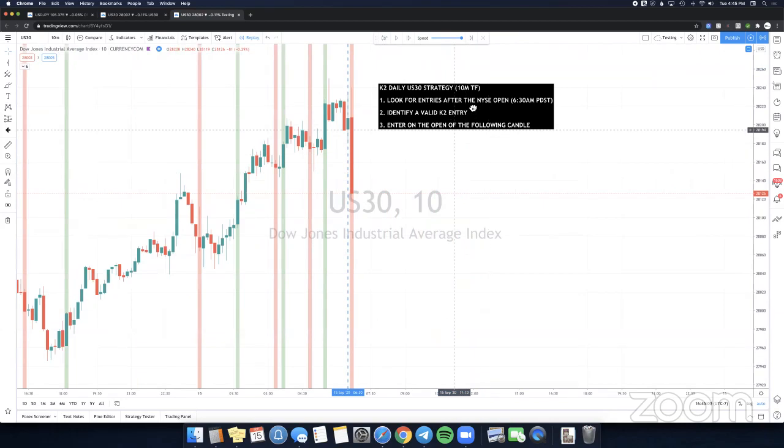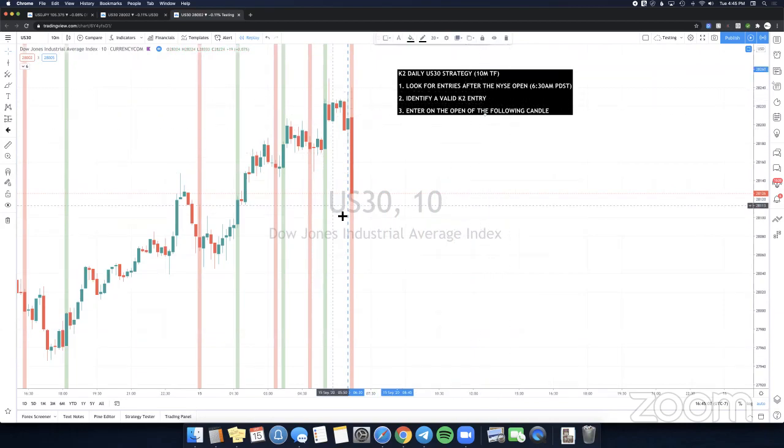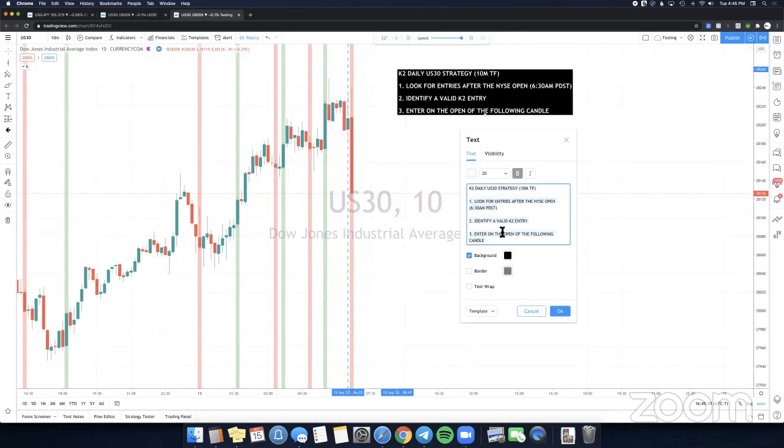Basically, we look for entries after the New York Stock Exchange open, which is 6:30 a.m. right here. Identify the first valid K2 signal. Right here, we have the first valid K2 signal. So after that, we can enter on the open of the following candle. I'll just put another note right here. Stop loss, TP, 1,500 pips.